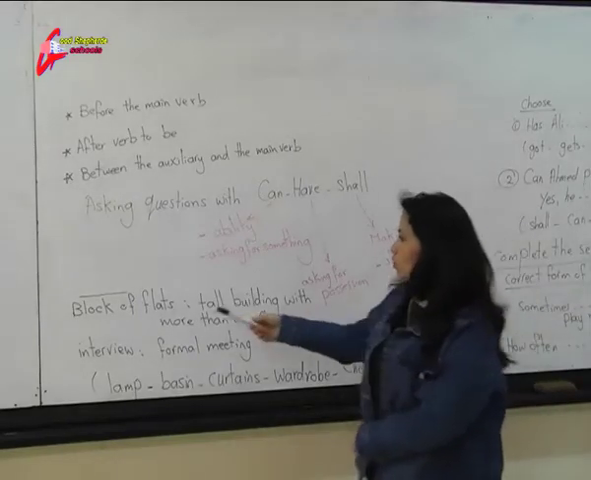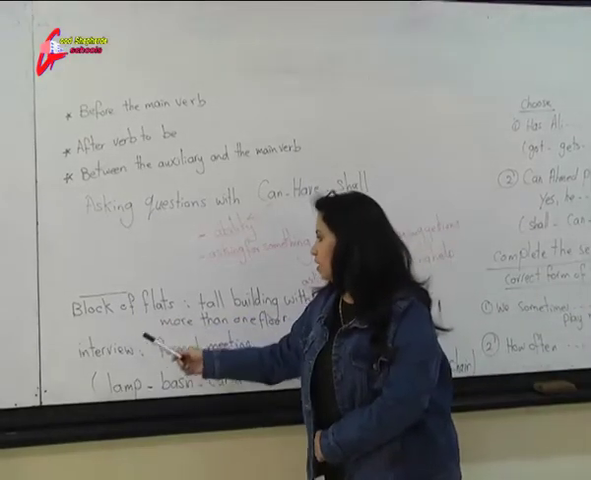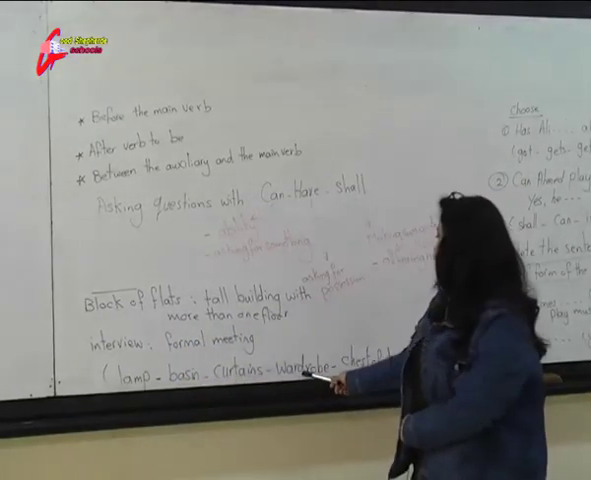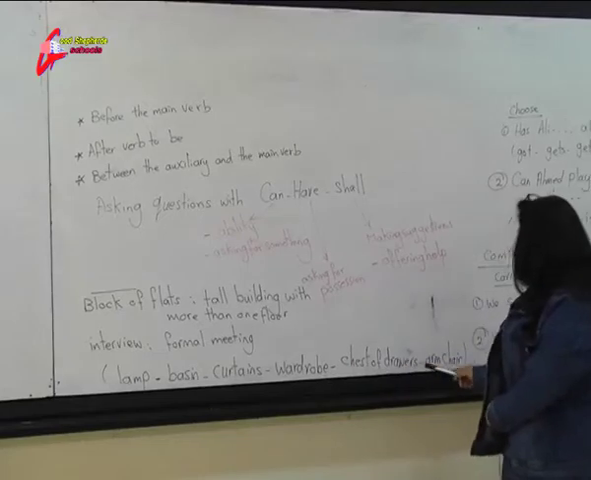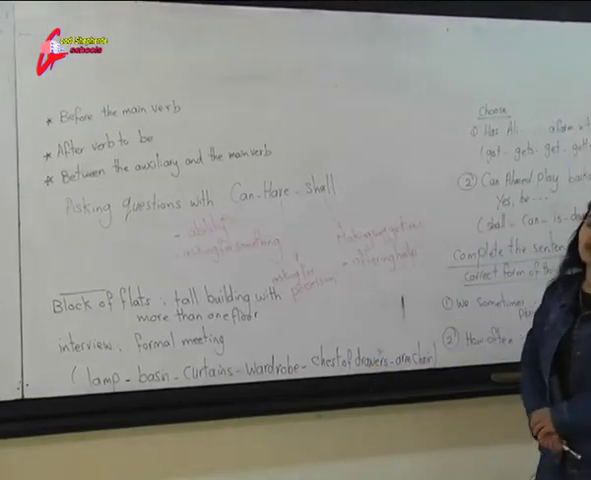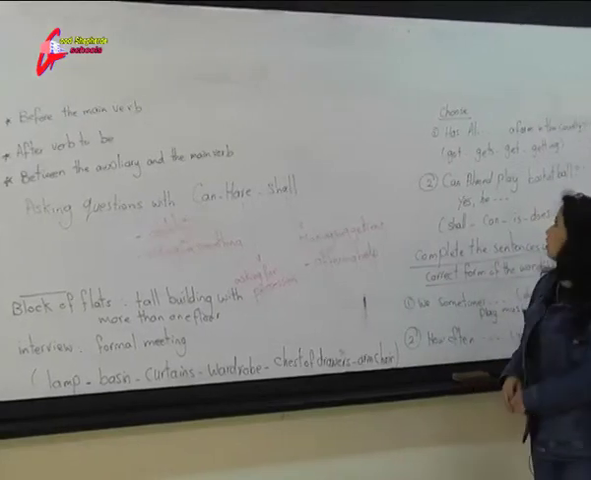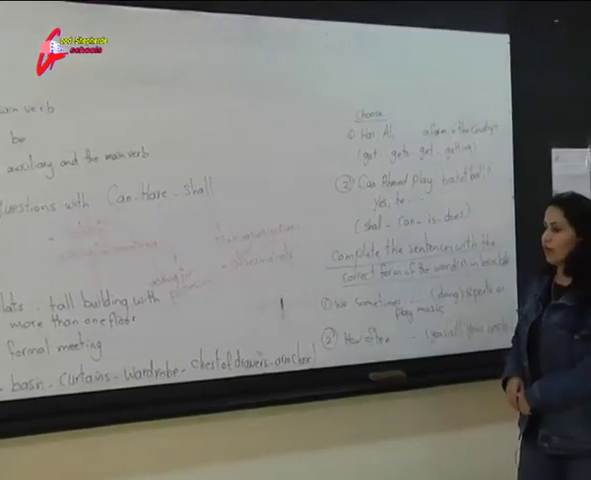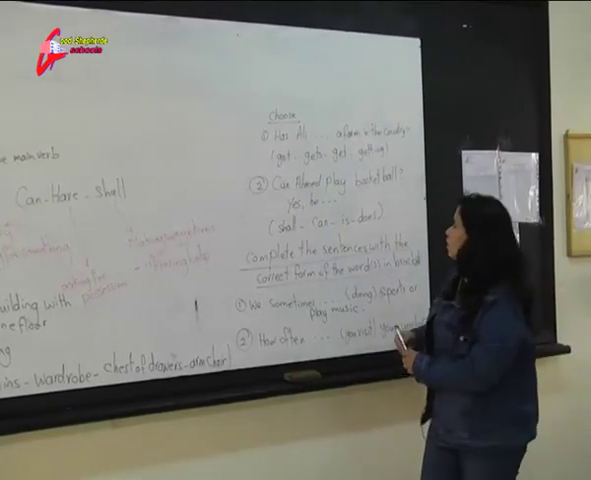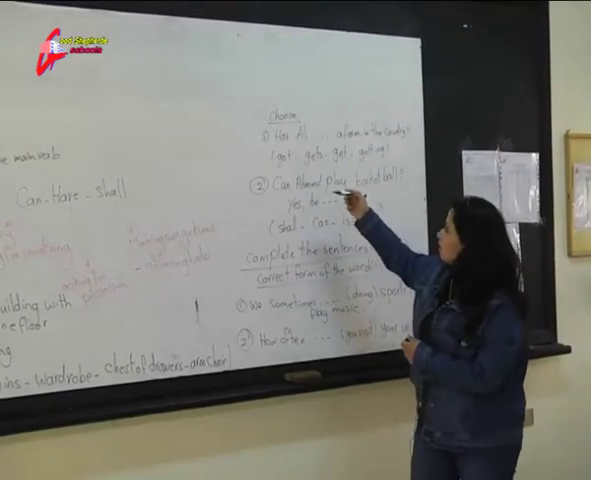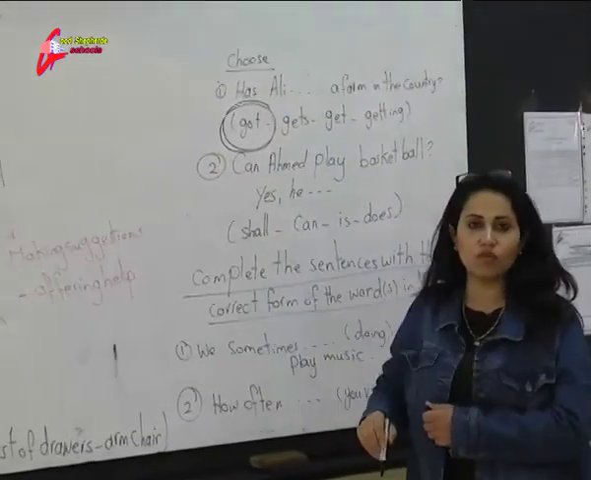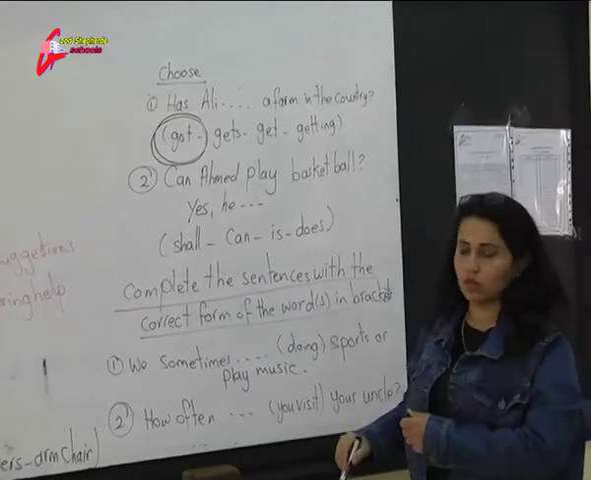We need also to revise these words like block of flats, interview, lamp, basin, curtains, wardrobe, chest of drawers, and armchairs. We can use them to write a paragraph about your room, okay, at home, or new flat. Let's have these examples as a question like has Ali, and has all the time followed by the past participle of the verb, so it's has got.